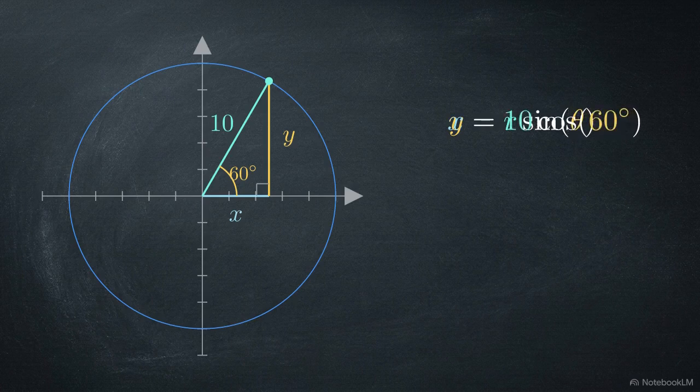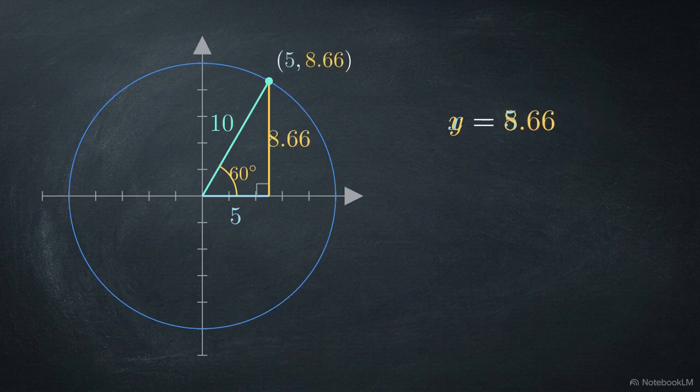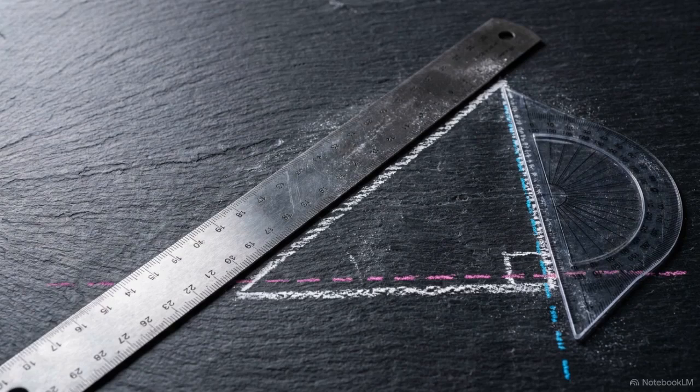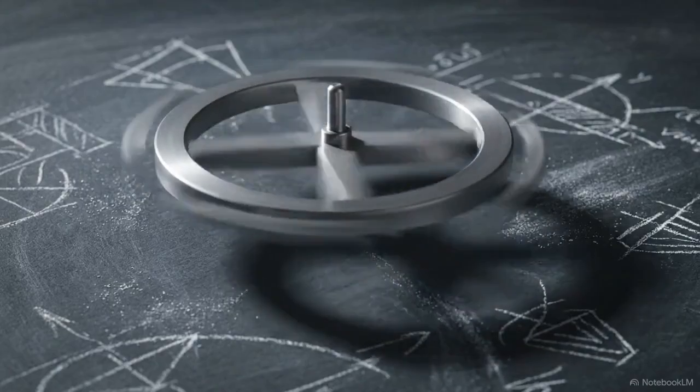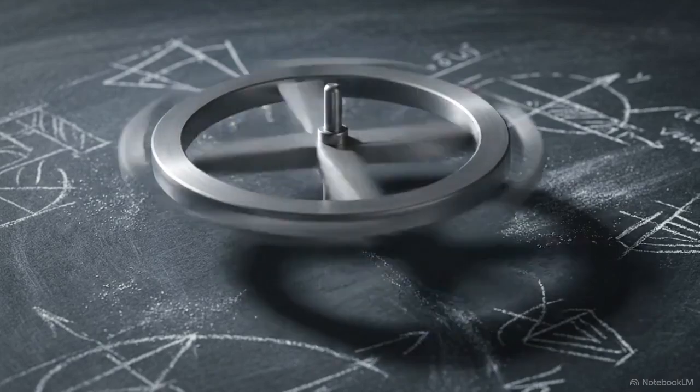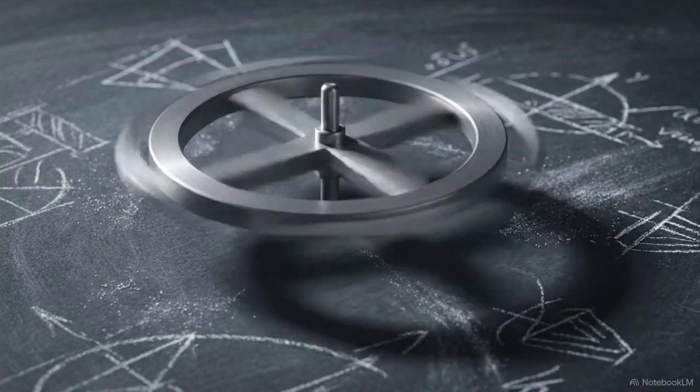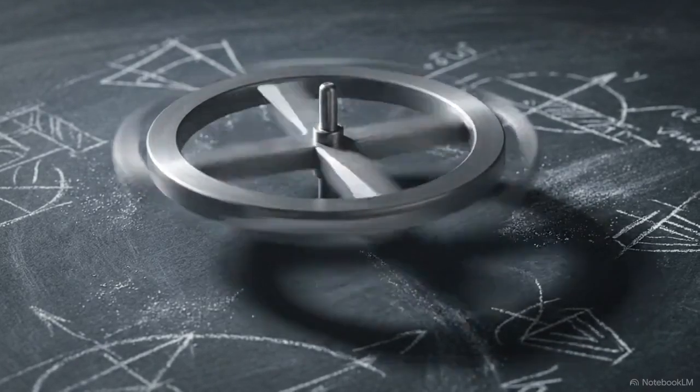To isolate the horizontal position, we take the cosine of 60 degrees, which is 0.5. We multiply that by our radius of 10, giving us a horizontal length of 5. To isolate the vertical position, the sine of 60 degrees is about 0.866. Multiply that by 10, and we get a vertical height of 8.66. These equations give us absolute geometric certainty. By filtering our radius and angle through sine and cosine, we map a signal's exact amplitude at any specific phase.